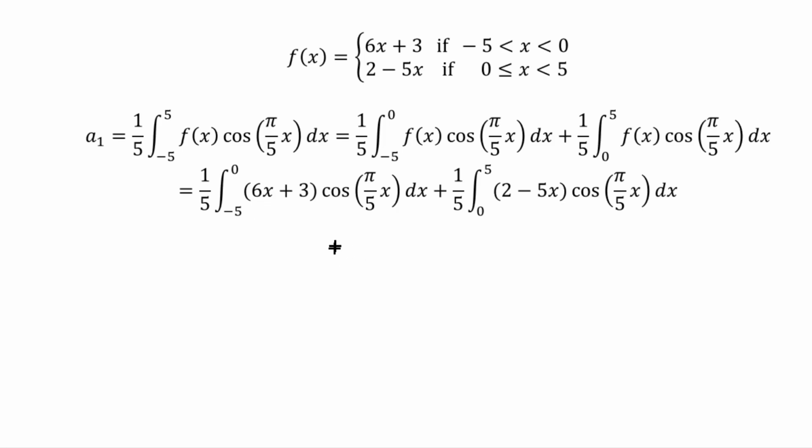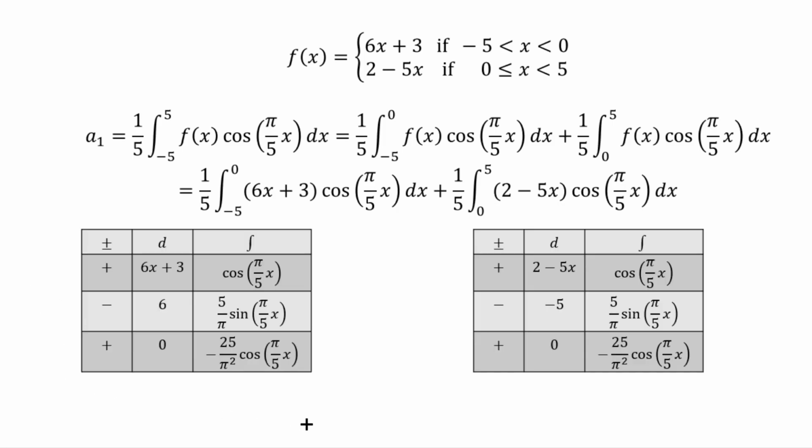It's important that you don't use even and odd arguments here, because the interval is not symmetric. If this was integrated from -5 to +5, then the interval is symmetric, and then you can say 6x is an odd function, cosine is an even function, multiply them, it's an odd function, so we can get rid of 6x altogether. But such an argument doesn't hold here, because the integral is from -5 to 0. That means you have to do the calculations honestly. Okay, so let's try that.